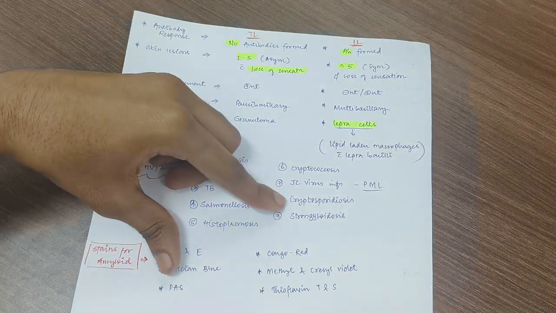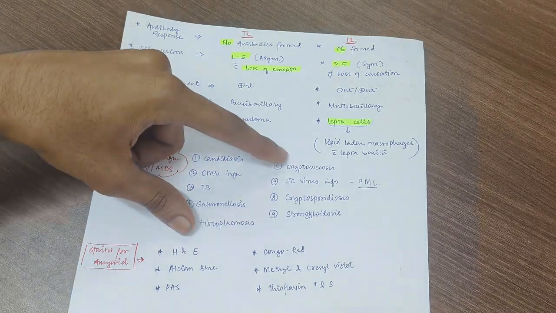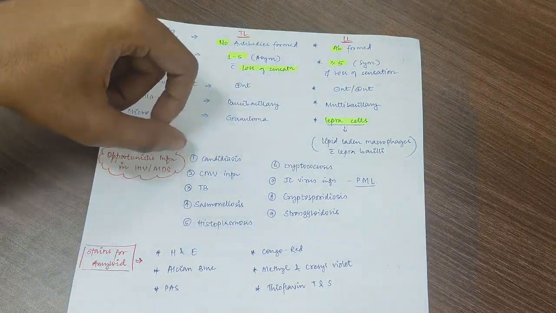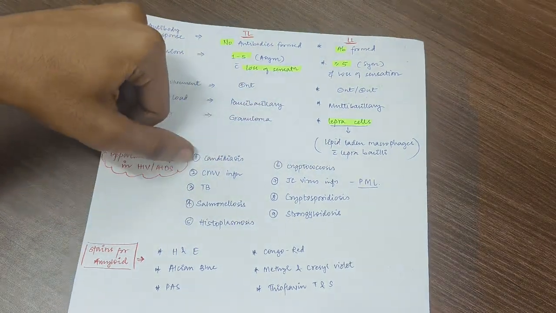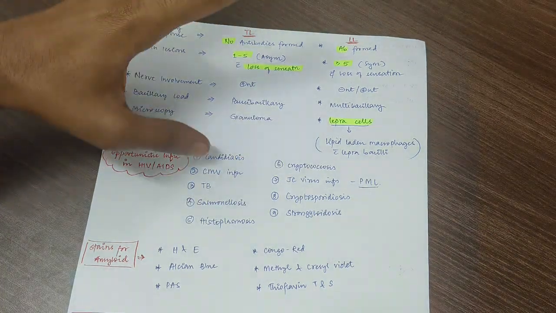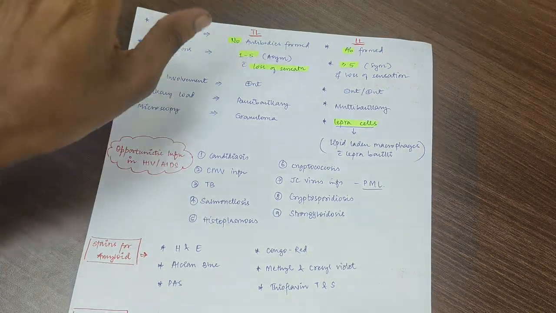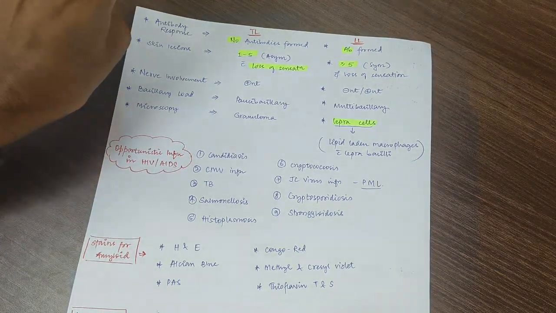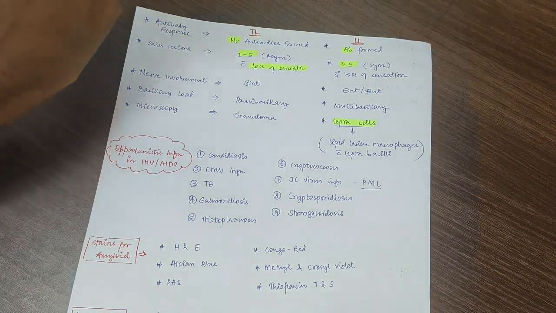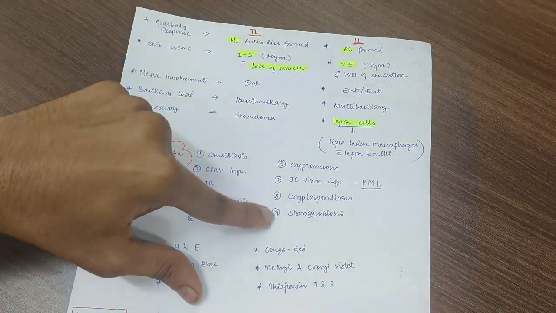Next is cryptosporidiosis and strongyloidosis. These both are parasites. Viruses are JC virus and CMV. TB and Salmonella are 2 bacteria, 2 viruses, 3 fungi: Candida, Histoplasma, Cryptococcus are the 3 fungi. 2 parasites, only 3 fungi is the exception.